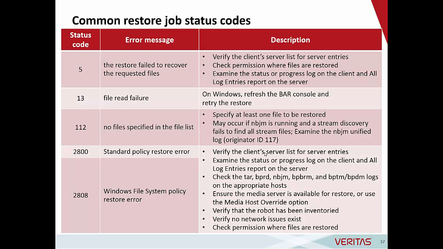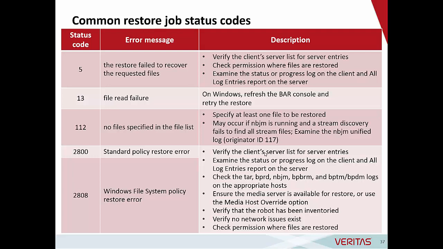The status code 13 is a file read failure. In most cases, refreshing the BAR console and trying again will usually help with that issue. The status 112 is no files specified in the file list. I need to make sure that I'm checking off at least one file for restore. Usually in the BAR console, it won't even let you proceed to click the restore button unless you've done that, but that may happen if I'm trying to do a restore from the CLI.